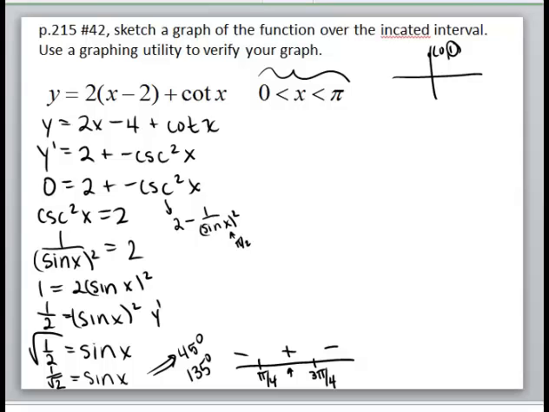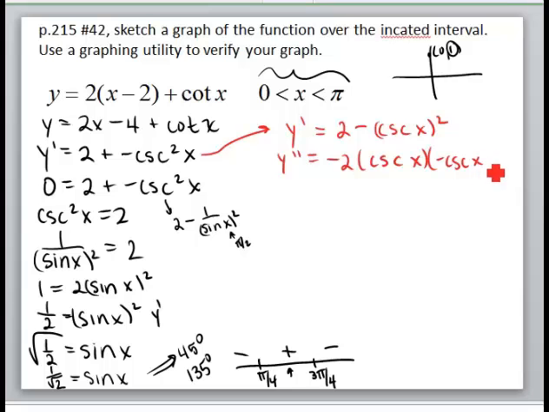The second derivative then ends up being the derivative from right here. So the derivative of 2 is 0. And then the derivative of cosecant squared. It may be easier for me to first rewrite this first derivative. So the first derivative would be 2 minus cosecant x squared like this. Now it'll be much easier to take the second derivative. So I get 0, bring down the 2, negative 2 cosecant x times the derivative of what's inside, which would be a negative cosecant x cotangent x.